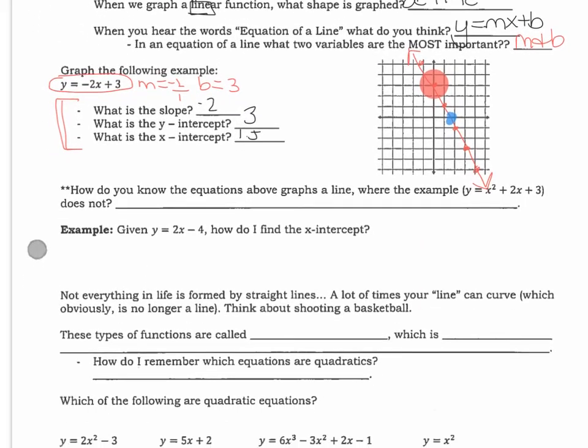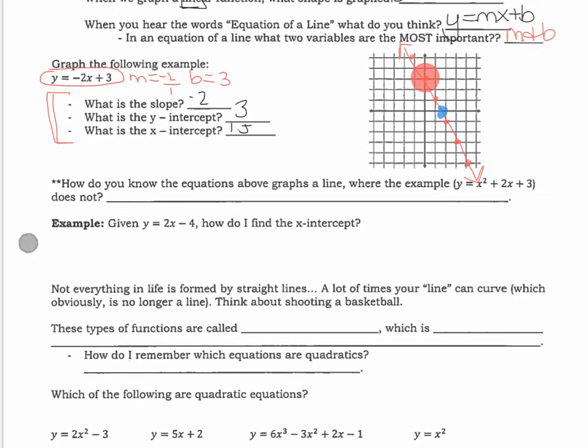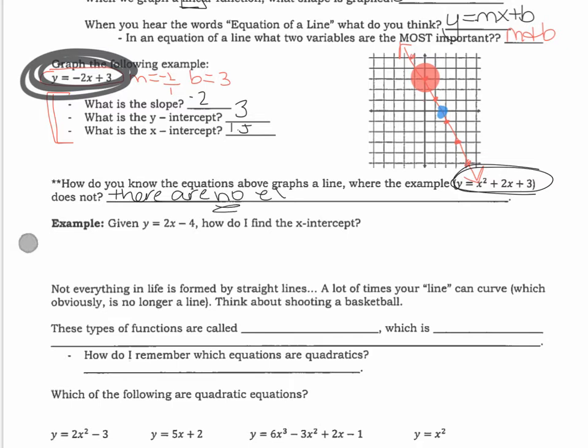Let's keep going. How do you know the equation above graphs a line where the example y equals x squared plus 2x plus 3 does not? How do I know that this equation right here graphs a line? Does anybody remember? Well, I know it graphs a line because there are no exponents in that one. This equation right here has an exponent of 2 in it, which means it doesn't graph a line.